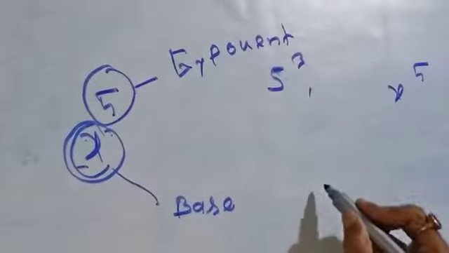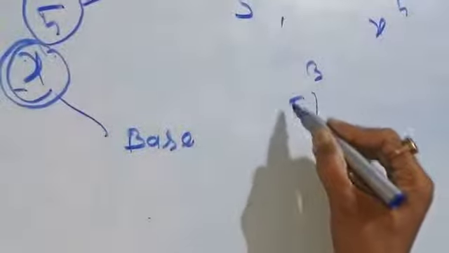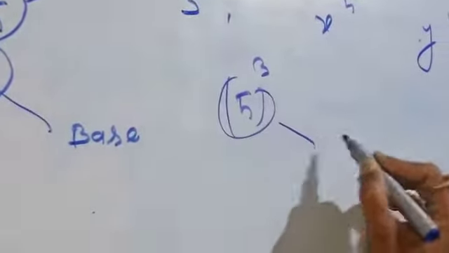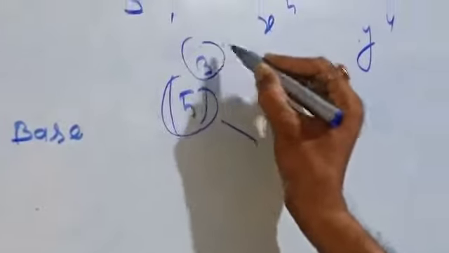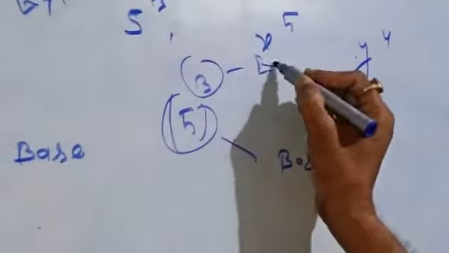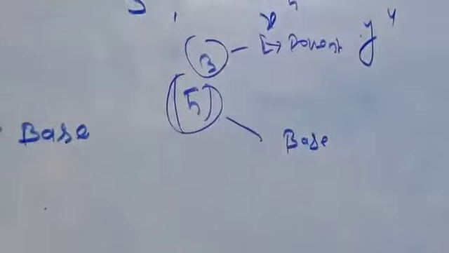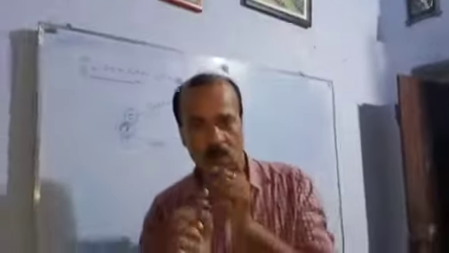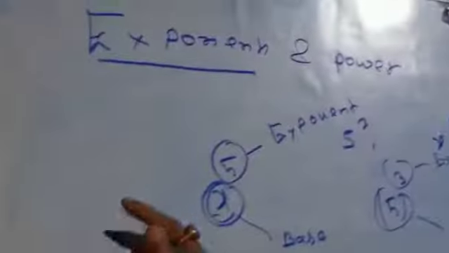Exponent. Okay. Come on students. Now similarly, suppose we are writing 5 to the power 3. This number is the base, and the power is called the exponent. It is the exponent.